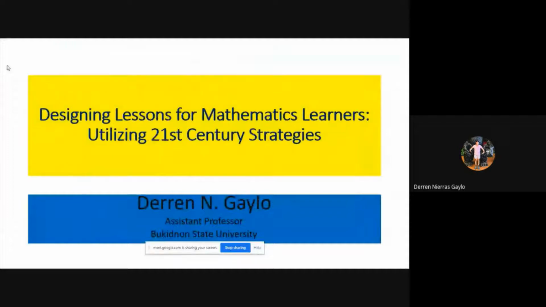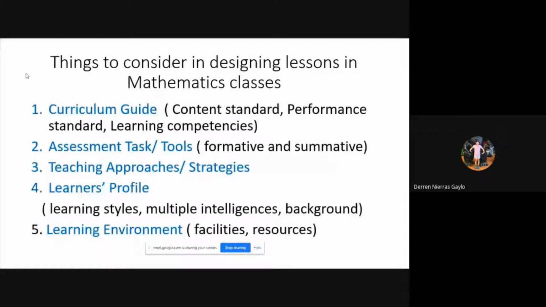Hello, everyone. Good day. So, our topic for today is designing lessons for mathematics learners utilizing 21st century strategies. There are some things to consider in designing lessons in our mathematics classes. One is the curriculum guide. So, you need to look into the content standard, the performance standard, and the learning competencies.